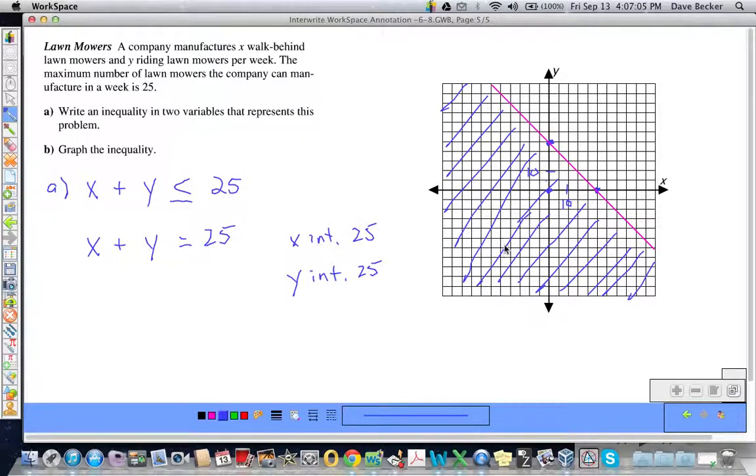Okay? And then we have to say to ourselves, hey, wait a second. I can't make negative lawnmowers. I can only make positive numbers of lawnmowers. So the possibilities actually are only within here. And I can't make part of a lawnmower. I can only make 1 or 2 or 3 or whatever kinds of lawnmowers. So any whole number ordered pair within this little triangle would be the solution to this problem.